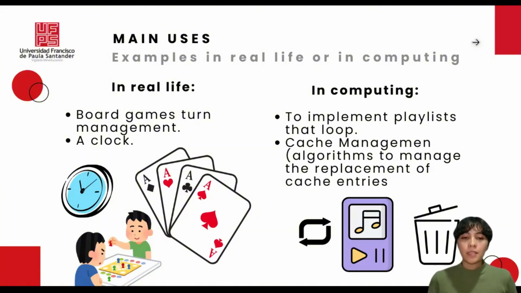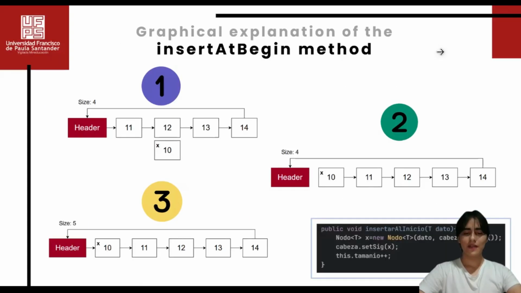Music and media players. In software, circular linked lists are often used in playlists. Each node represents a song, and when the playlist reaches the end, it loops back to the first song for continuous playback. They're also used in cache management algorithms, where each node represents a cache entry. When the list reaches the last element, it loops back to the beginning, allowing the replacement of old entries with new ones efficiently.